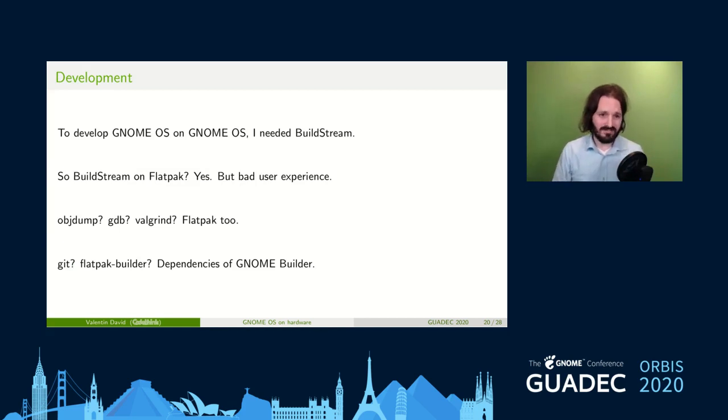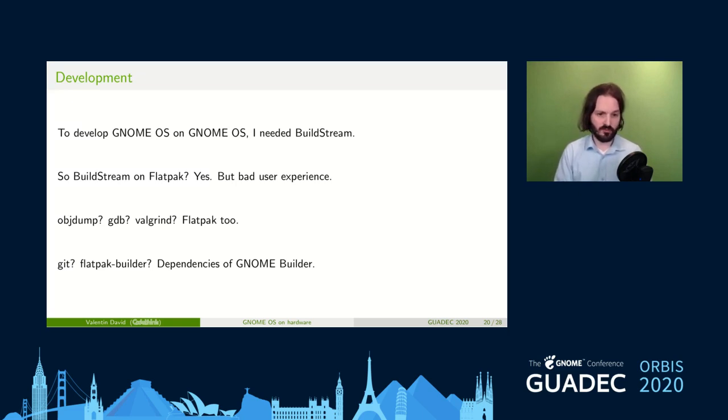For the development, I needed to develop GNOME OS on GNOME OS. GNOME OS is built with BuildStream, so I needed BuildStream. BuildStream is not a part of GNOME OS. So what do I do? I make it a Flatpak. This is a problem because Flatpak is not a tool for console applications. It is made for desktop applications. That means there are lots of missing things. I don't know if it's in the interest of Flatpak to fix those things. There are details that are not that easy. Consoles are not that easy in Unix. There are details that are very specific. So that was a bit of a problem.